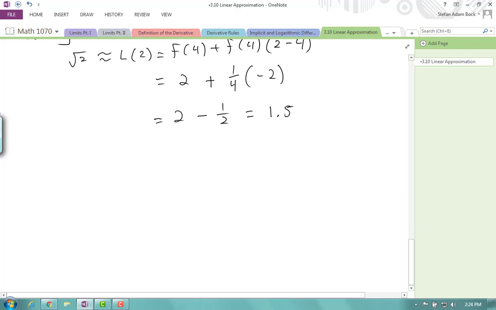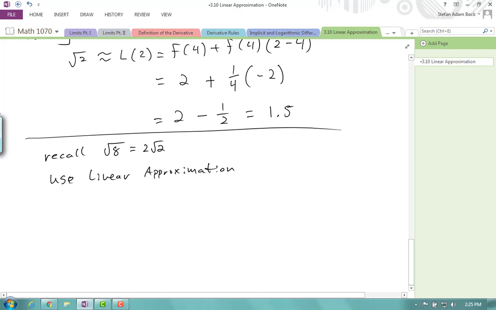If we recall, the square root of 8 is actually equal to 2 times the square root of 2, because 8 is 2 times 2 times 2, and so 2 of those 2's pair off to come outside of the square root. So I'm going to use linear approximation to estimate the square root of 8. Here I'm going to be using x equal to 8, and I'm going to use f of x equal to the square root of x. And this is the function I want to approximate with a line.